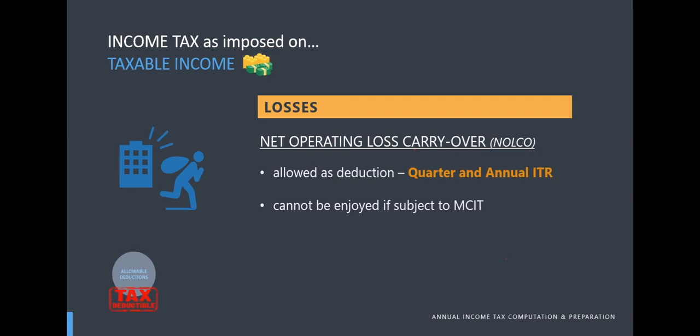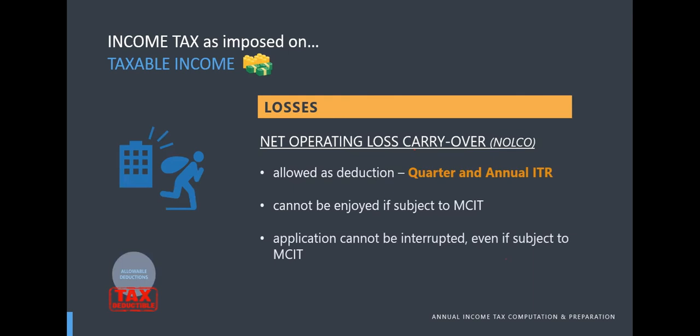The discussion of minimum corporate income tax will be on Friday. If the taxpayer is required to pay the minimum corporate income tax, then there is no benefit. The taxpayer no longer has the benefit to avail of the net operating loss. The application of the net operating loss cannot be interrupted even if subject to MCIT.